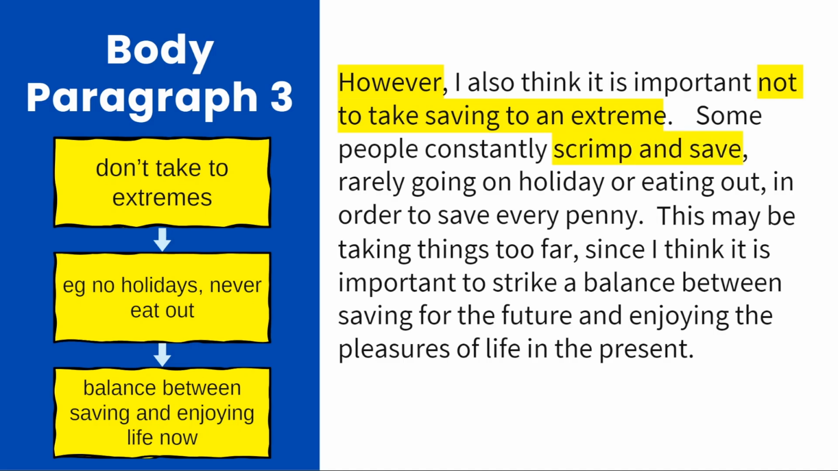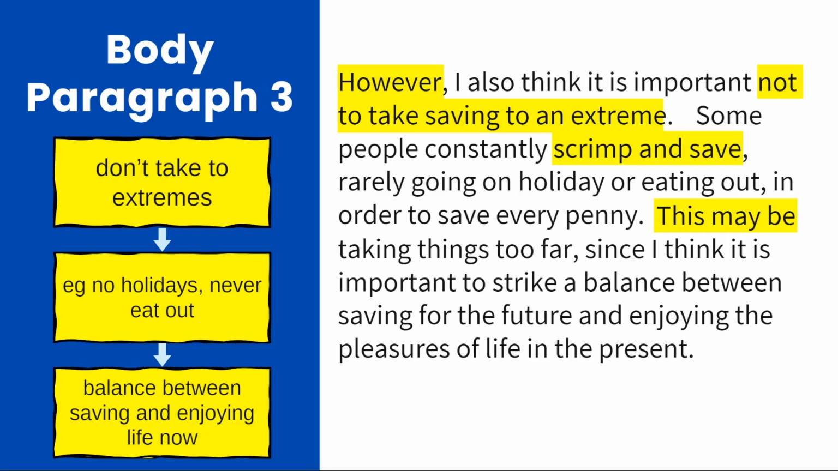"Scrimp and save." Scrimp means you don't spend much money, and that's because you save it. Then I have the phrase, "this may be taking things too far." This is an example of hedging. Hedging is a way of making sure you don't sound overconfident. If I wrote, "this is taking things too far," that sounds a bit too strong. Remember, it's only my opinion. I don't have any evidence for this.